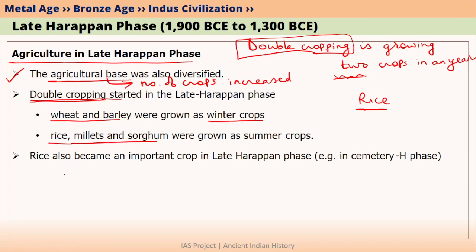Moreover, during the late Harappan phase, rice also became an important crop. We know that rice was grown in Gujarat during mature Harappan phase. But rice was not an important crop even during that time. Many experts believe that mature Harappan people grew rice, but they did not eat that rice themselves. They actually fed this rice to animals. However, during the late Harappan phase, people were also eating rice. Therefore, rice became an important crop. However, we must note that wheat and barley were also very important crops during this time.